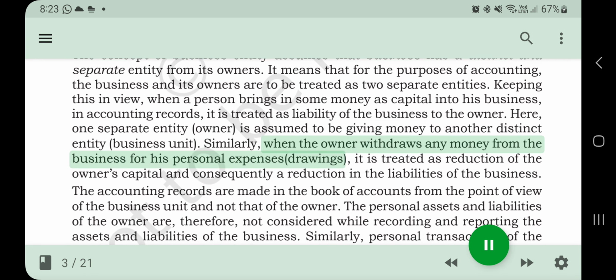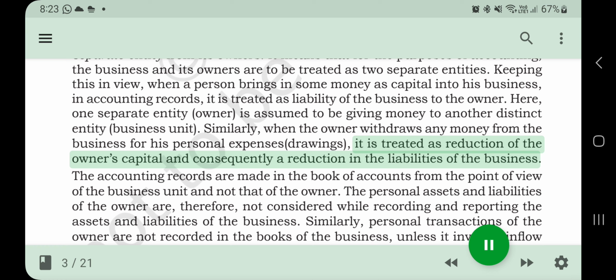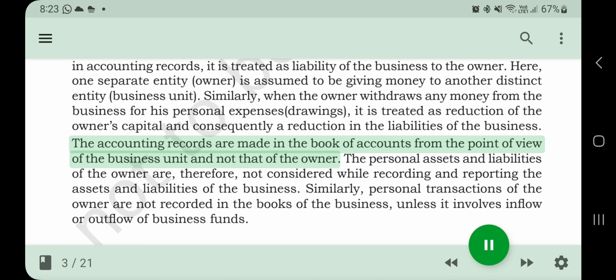Similarly, when the owner withdraws any money from the business for his personal expenses, drawings, it is treated as reduction of the owner's capital and consequently a reduction in the liabilities of the business. The accounting records are made in the book of accounts from the point of view of the business unit and not that of the owner.